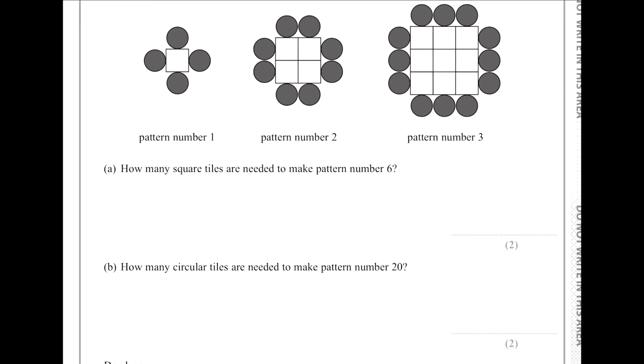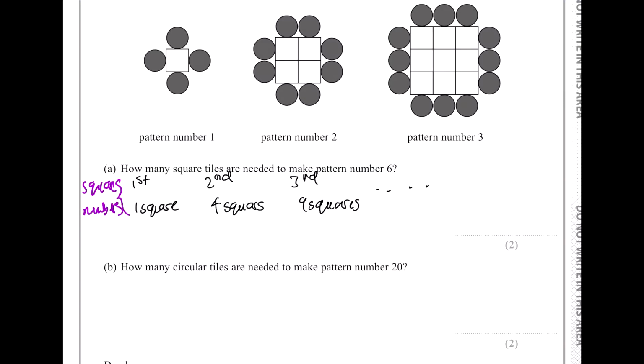So that must mean that the first pattern would have 1 square, the second would have 4 squares, the third 9 squares, so it's going up in square numbers. So I'll write that down, square numbers. So if you want the 6th pattern, that would have 6 squared, which is 36 squares. So you just square it.